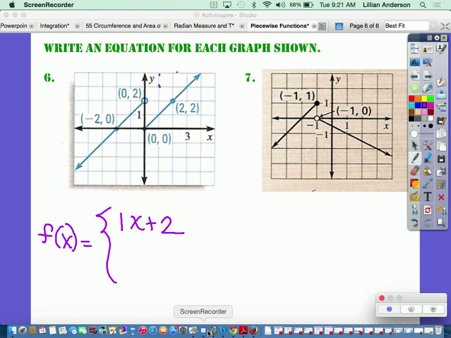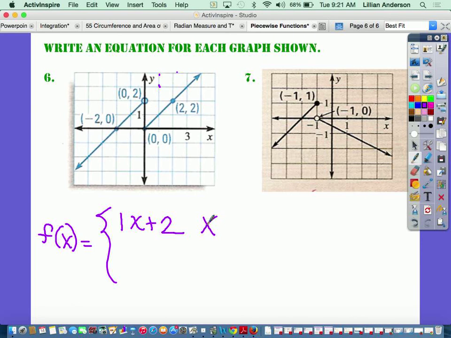Yes. And this function is defined for all of the x values less than, what's the x value here? 0. So this was a line. It had a positive slope. Remember, positive slopes go up, negative slopes go down. So it was a positive 1, and it intersects the y-axis at 2.